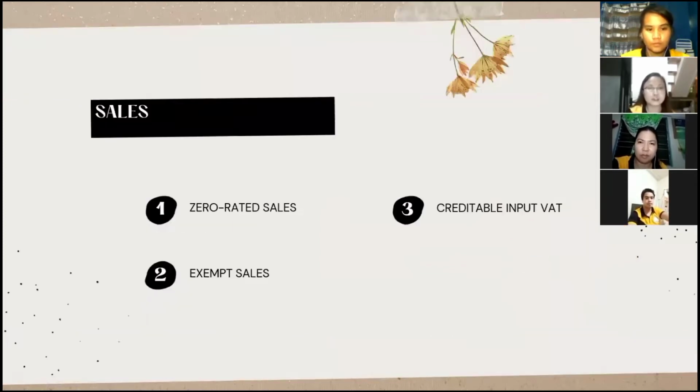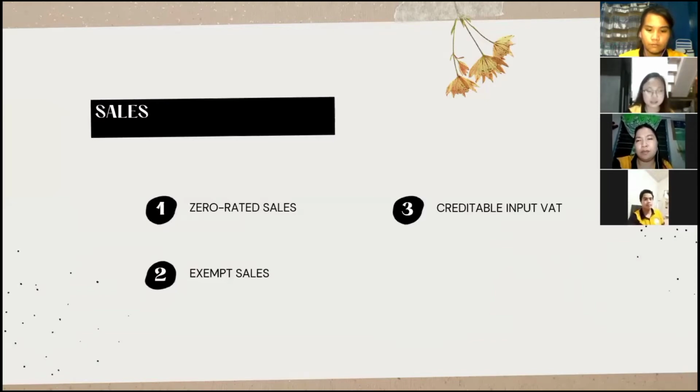Now let's move on to the different kinds of sales. Here are the zero-rated sales, which, as we all know, are foreign consumption or exporting. These are the consumption that are zero VAT. However, you can deduct input VAT incurred during the purchases. And next, the exempt sales.